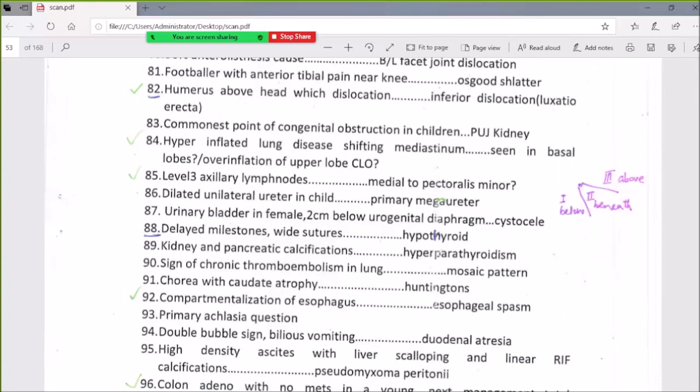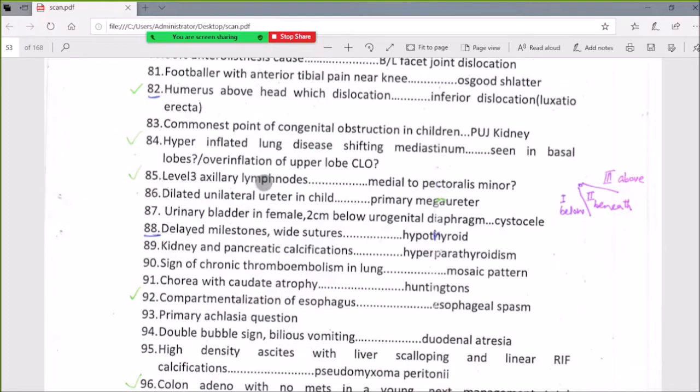Seen in basal lobe or inflammation of upper lobe, conjunctival lobe emphysema. Hyperinflated lung disease, shifting mesothelium, seen in basal lobe. If there is overinflation of upper lobe, then there will be conjunctival lobe emphysema.